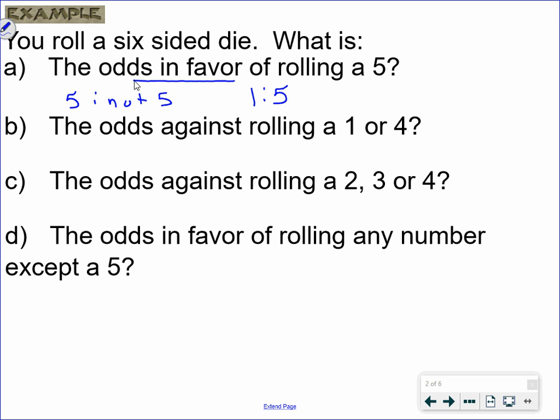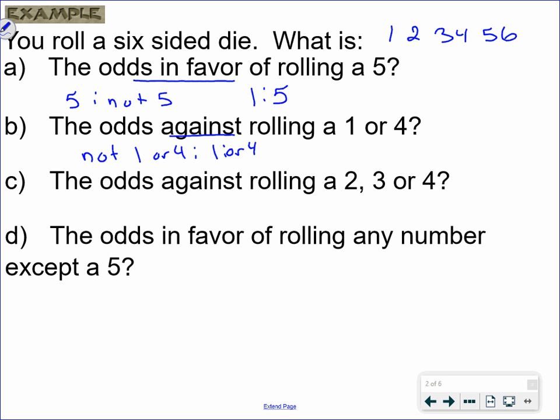The next question, the odds against rolling a 1 or a 4. So the odds against means that we are looking at not a 1 or 4 compared to a 1 or 4. So on our 6-sided die, we have the options 1, 2, 3, 4, 5, and 6.